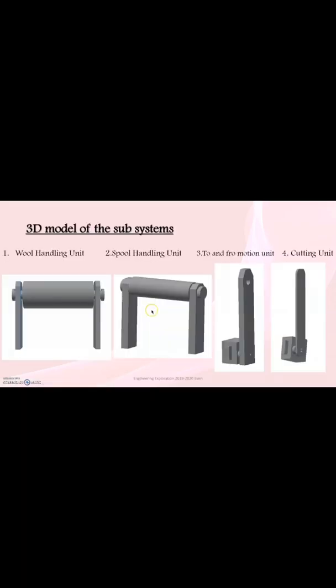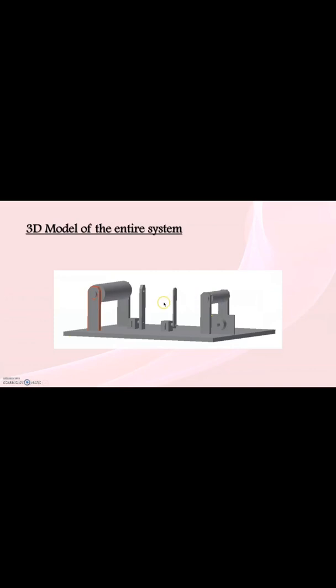Coming to the virtual implementation, we have four subsystems: the wool handling unit, the spool handling unit, the to and fro motion unit, and the cutting unit. This is the final assembly of all the subsystems.